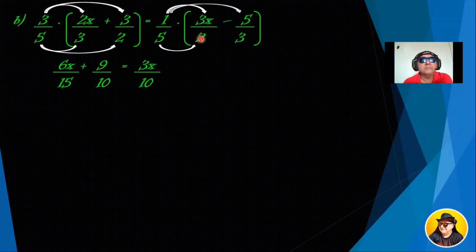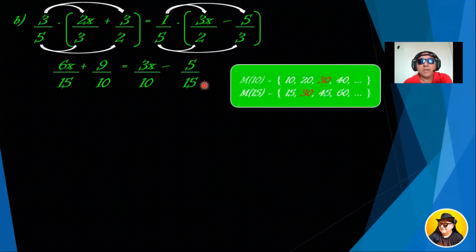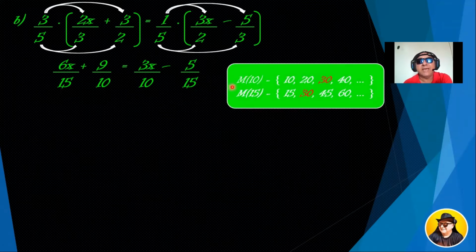And now, 1 times minus 5 is minus 5, and 5 times 3 is 15. So minus 5 over 15. And now we have to get the least common multiple. Okay, let's see, what are the multiples of 10? 10, 20, 30, 40, and so on. And multiples of 15 are 15, 30, 45, 60, and so on.